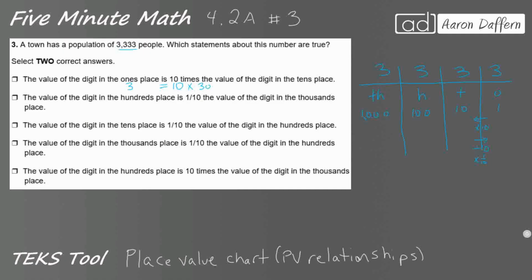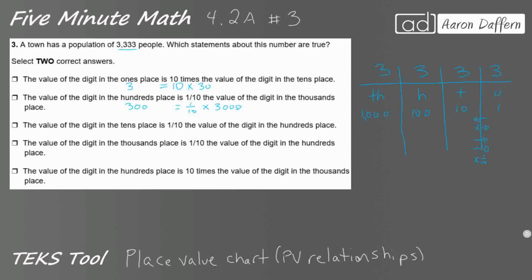The value of the digit in the hundreds place, that's 3 in the hundreds, that's 300, equals 1/10 the value, so 1/10 times or divide by 10, the thousands place. All right, so what's my thousands place? 3 in the thousands place. That's 3,000. Well, what happens when we take 1/10 or we divide by 10? Well, we drop a 0. If you drop a 0 from 3,000, you're going to end up with 300. So that is going to work.